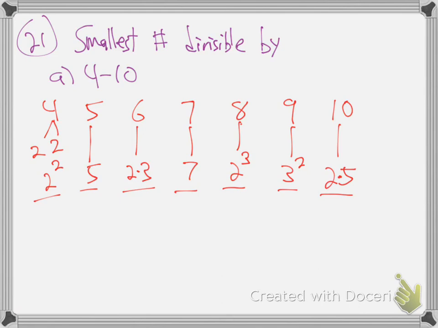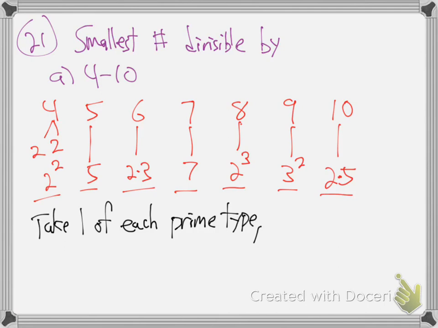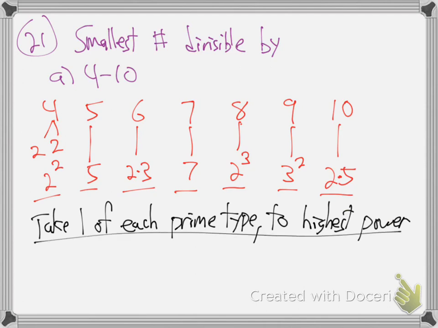And now how do you build a number? Remember, you take one of each prime type to the highest power. I made an analogy: I'm going to go to the store today and buy one of everything, the most expensive one of everything. So I'm going to go into Save Mart and buy the most expensive milk they have. Just one. I'm going to buy the most expensive cheese they have. Just one, and etc. One of everything. The highest power one.